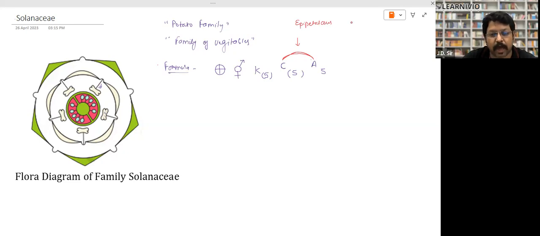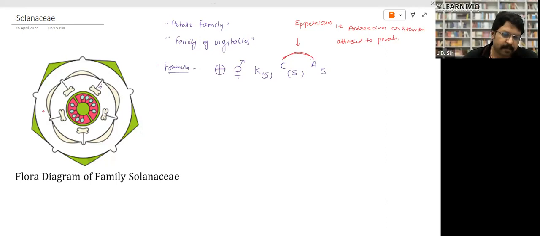Epipetalous. This line shows epipetalous means that the androecium, or stamen, is attached to the petals. This is called epipetalous, right?